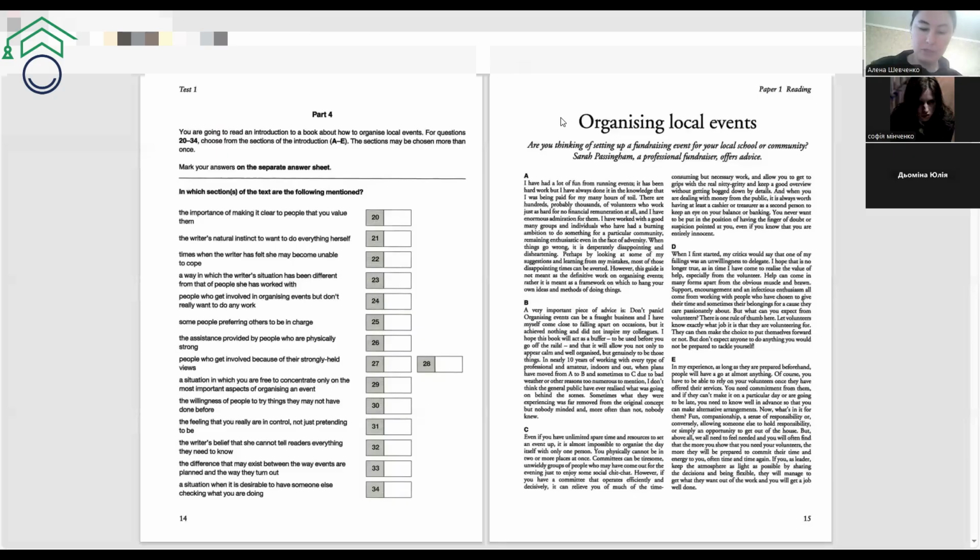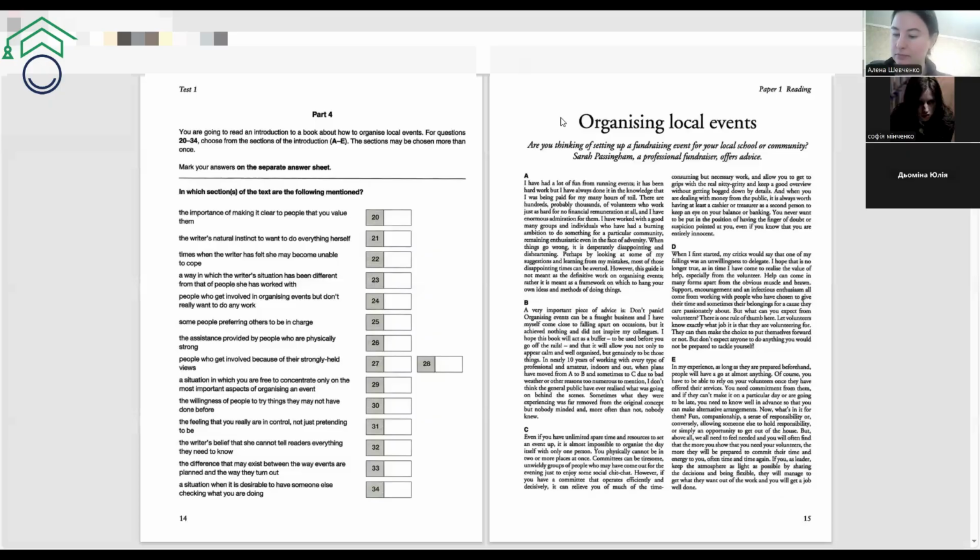And let's now finish reading. We understand that number 20, 25, and 30 are going to be about part E, but still let's read the paragraph itself. Then we'll try to take a look at each of those numbers, finding the information in the text. So please read paragraph E.